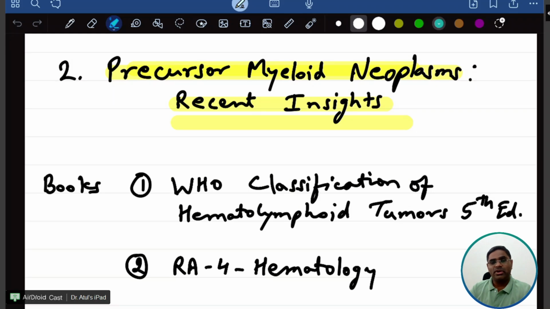Friends, welcome back to another session on RA Simplified series. Today we will discuss the second chapter of RA4, that is Precursor Myeloid Neoplasm, Recent Insights.